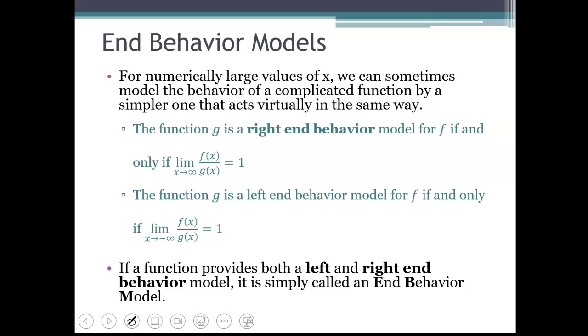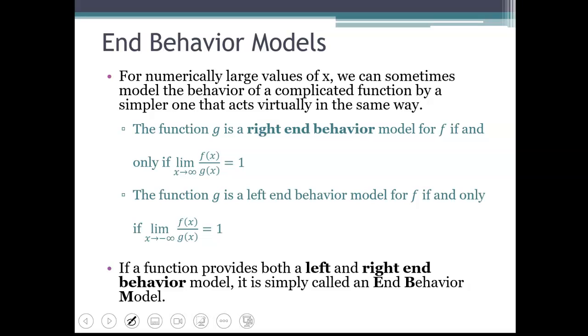We know how they behave at the end if the bottom is greater than the top. But where we struggle is when the top is greater than the bottom. So this kind of helps create that connection. If a function provides a left and right end behavior model, we just call it its end behavior model. I shorten it to EBM because I don't like writing out long words. So end behavior model is EBM.